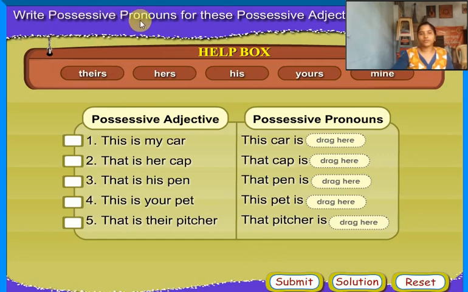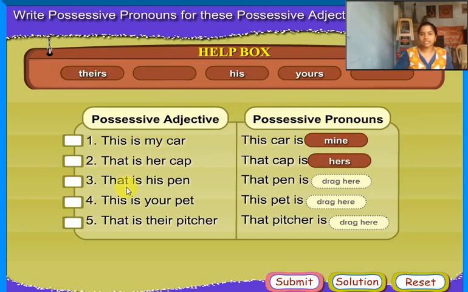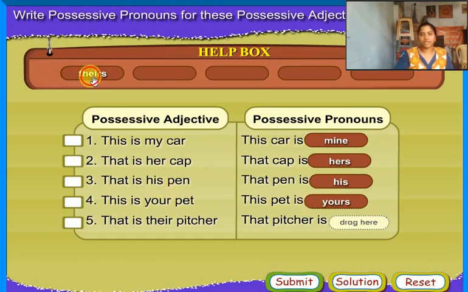Write possessive pronouns for this possessive adjective. Possessive adjective, possessive pronouns. This is my car. This car is mine. That is our cap. That cap is ours. That is his pen. That pen is his. This is your pet. This pet is yours. That is their picture. That picture is theirs.